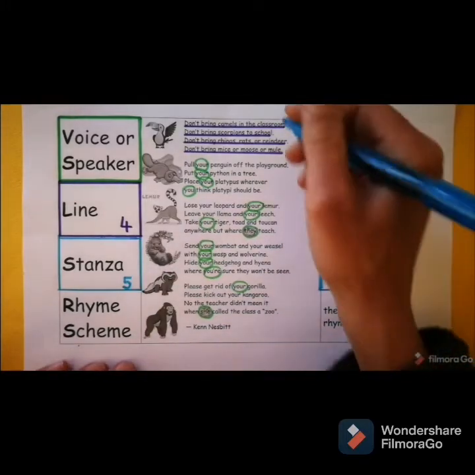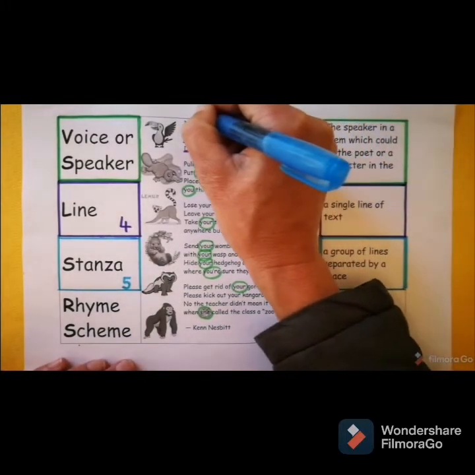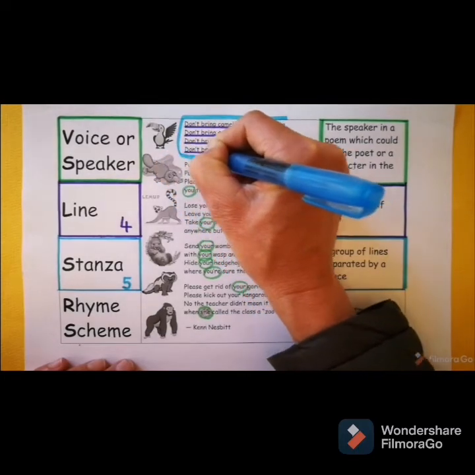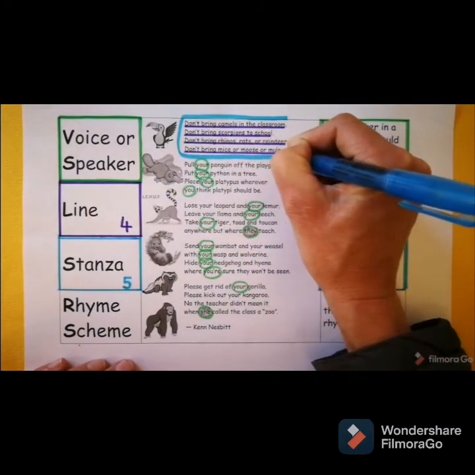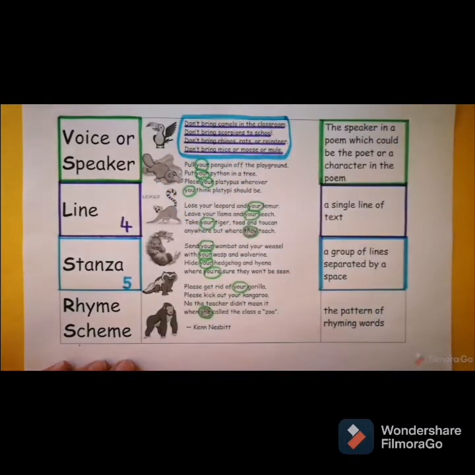Let's go ahead now and put a shape around one stanza in the same color so we can see it. Now we're going to look at the rhyme scheme. So take a new color and let's start outlining.